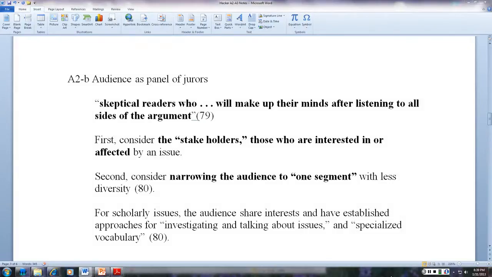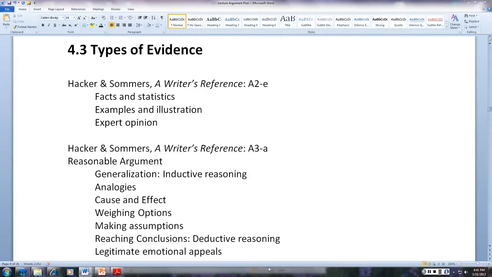Second, you narrow the audience. That is, think in terms of an audience that is most interested in the topic, and perhaps that is who your audience will be. But your audience is going to share interest and have established approaches for investigating and talking about issues and specialized vocabulary, which means that when we are engaging our audience, we think in terms of what they understand and how they talk about it. So Hacker and Summers tells us that we use facts, statistics, examples, illustrations, and expert opinion to convince our audience that our position is a legitimate one.